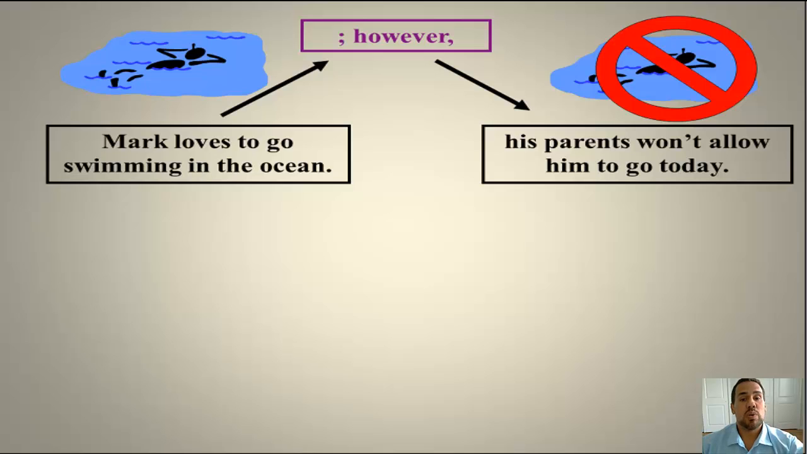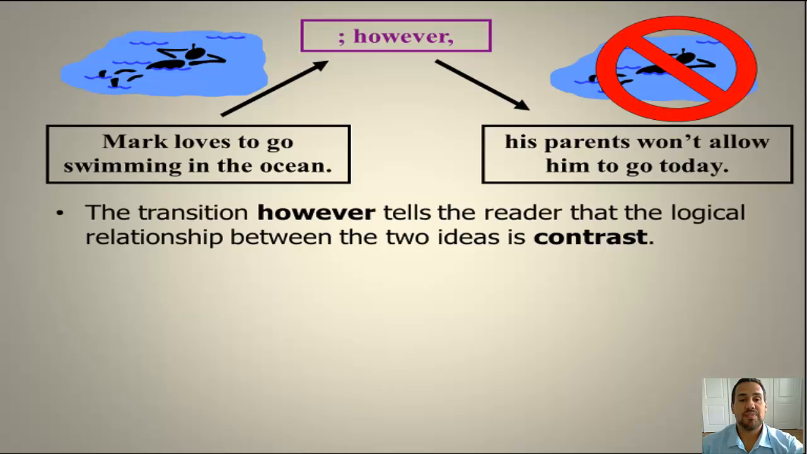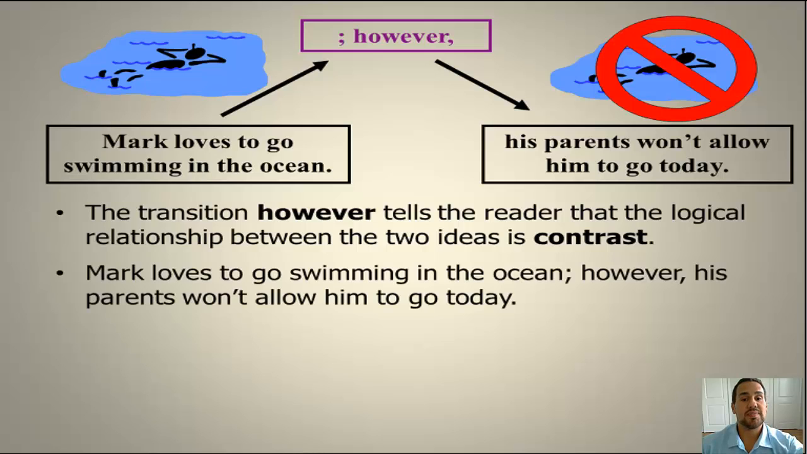Mark loves to go swimming in the ocean. However, his parents won't allow him to go today. The transition, however, tells the reader that the logical relationship between the 2 ideas is contrast. And the proper way to punctuate that: Mark loves to go swimming in the ocean, semicolon, however, comma, his parents won't allow him to go today.